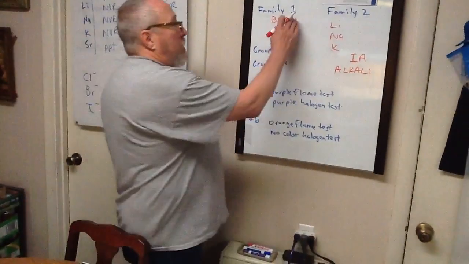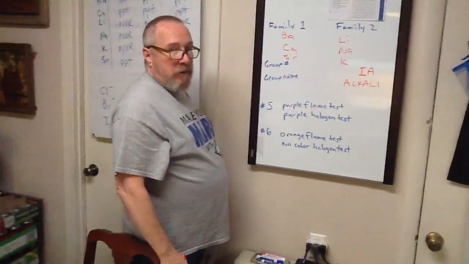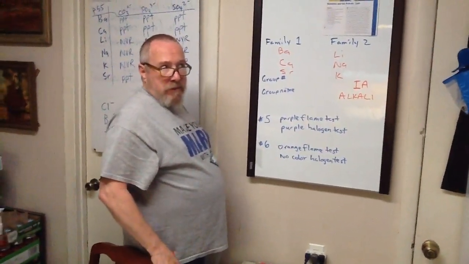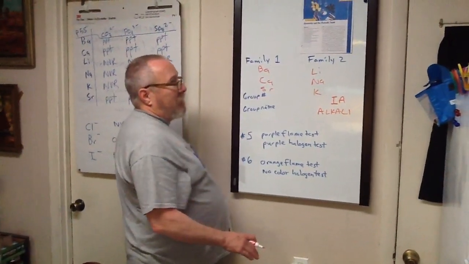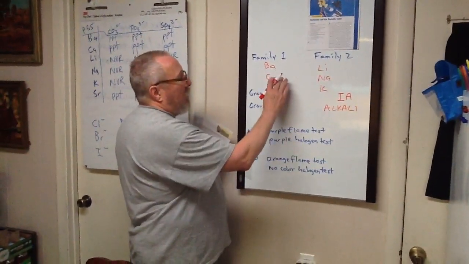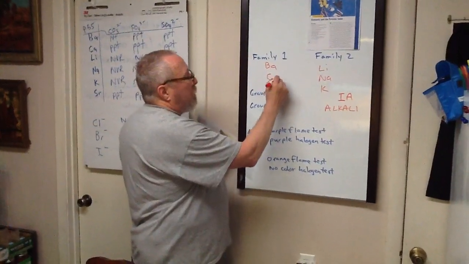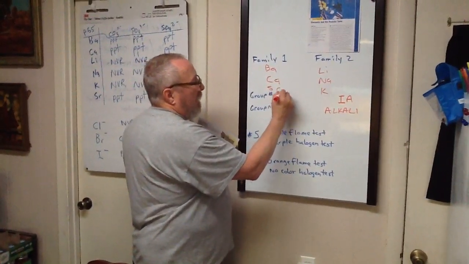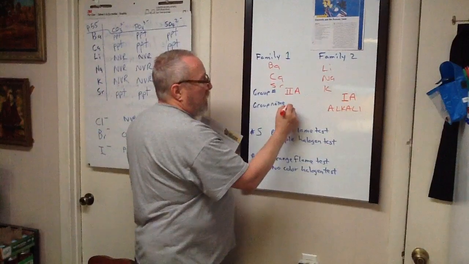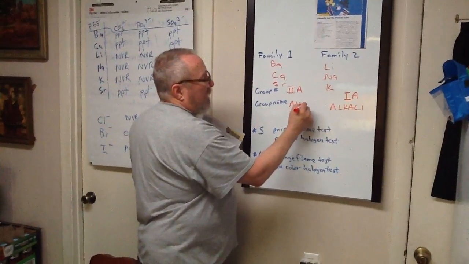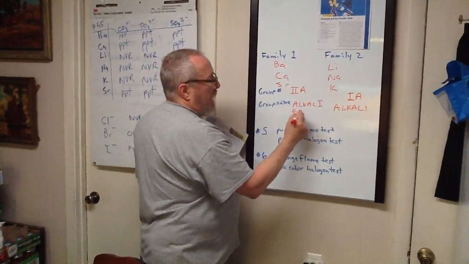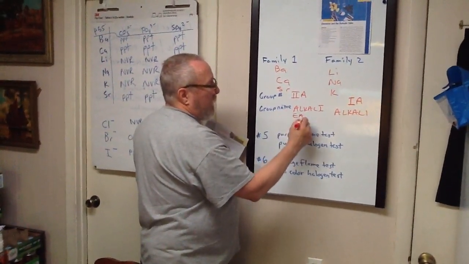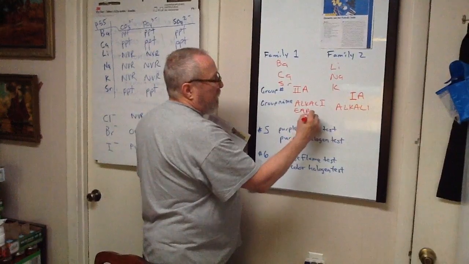If you look at family 2, barium, calcium, strontium, along with magnesium and who else? I'm trying to remember everything in my periodic table. Those are all group 2A metals, also known as the alkaline earth metals. Because, again, they form alkaline solutions when they react with water, although not quite so vigorously.